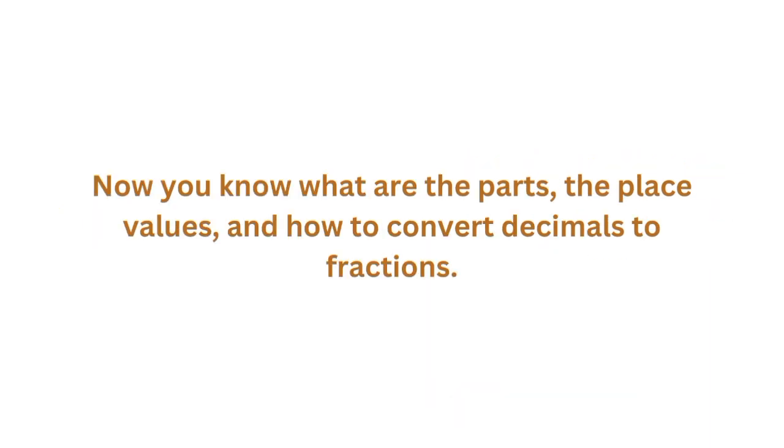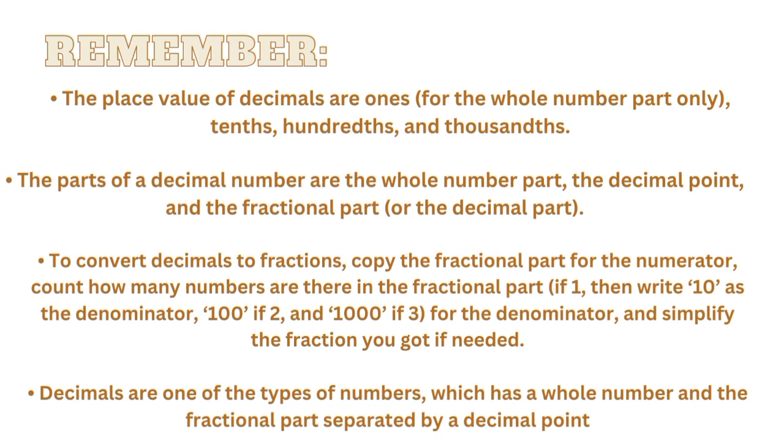Now you know what are the parts, the place values, and how to convert decimals to fractions. Remember, the place values of decimals are ones, for the whole number part only, tenths, hundredths, and thousandths. The parts of a decimal number are the whole number part, the decimal point, and the fractional part.